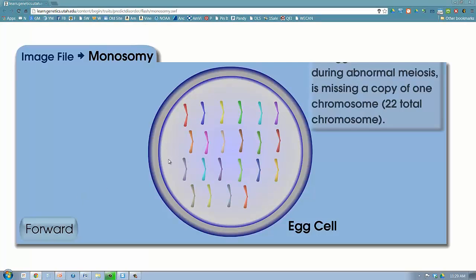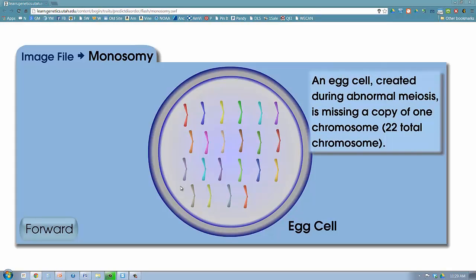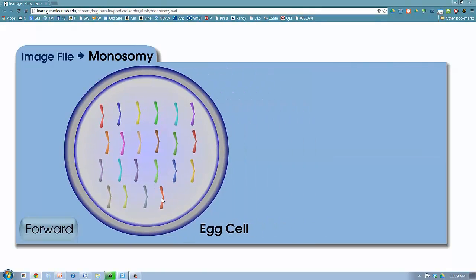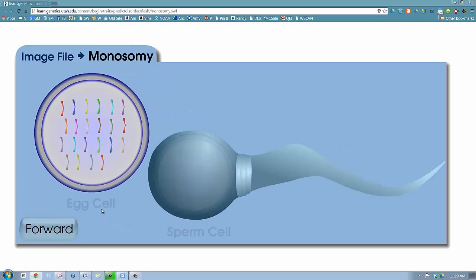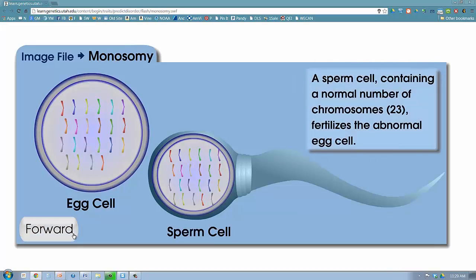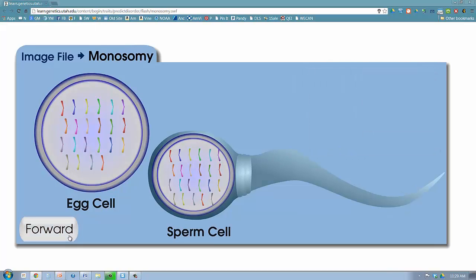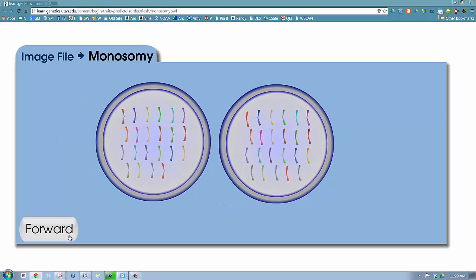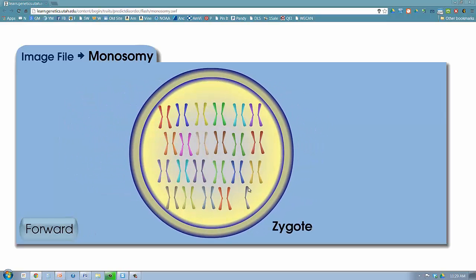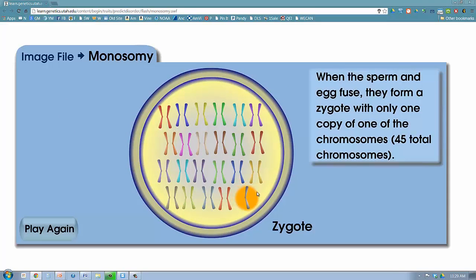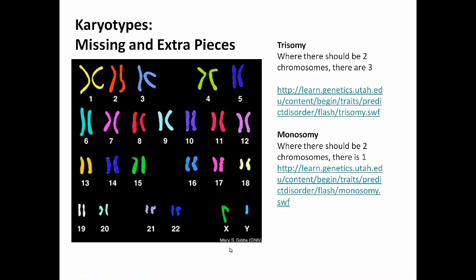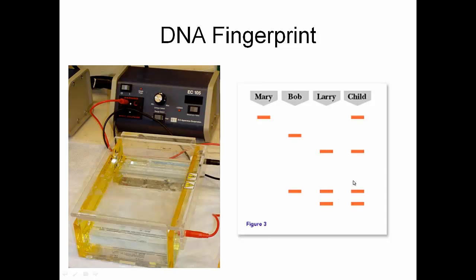Egg cell created during abnormal meiosis is missing a chromosome. We only have 22 instead of 23. Here comes the sperm, and the mutation could easily be in the sperm as well, not always the egg here. The sperm comes and fertilizes and has 23 chromosomes, the normal number. They fertilize each other, meaning they join together. And you can see here in the baby's first cell, we're missing one. That is monosomy.